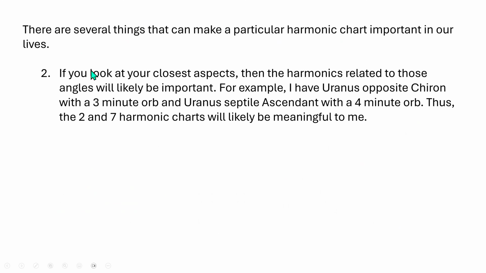Okay, here's another thing to consider. Look at the closest aspects in your natal chart. Those really tight aspects will probably lead to harmonics that will be meaningful to you. So I have Uranus opposite Chiron with a 3-minute orb. I have Uranus sextile ascendant with a 4-minute orb. So the 2 and 7 harmonics will both likely be very meaningful to me.